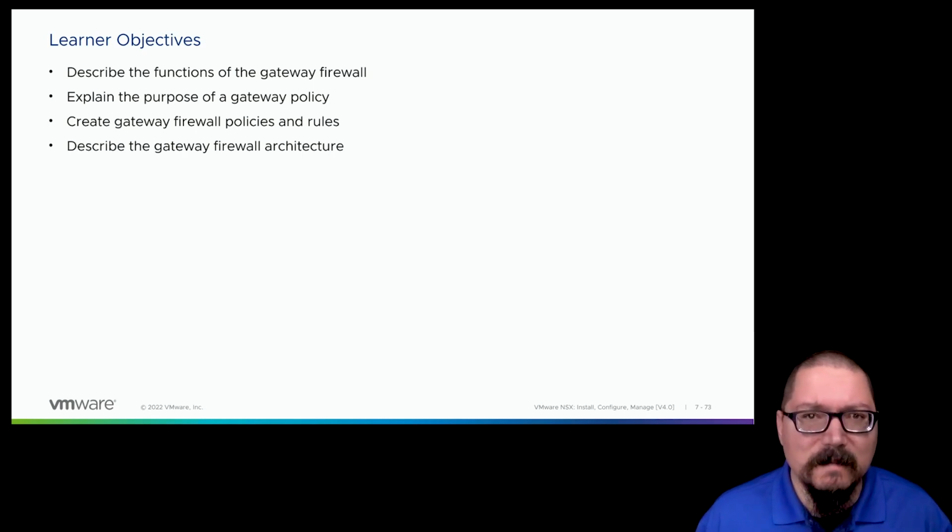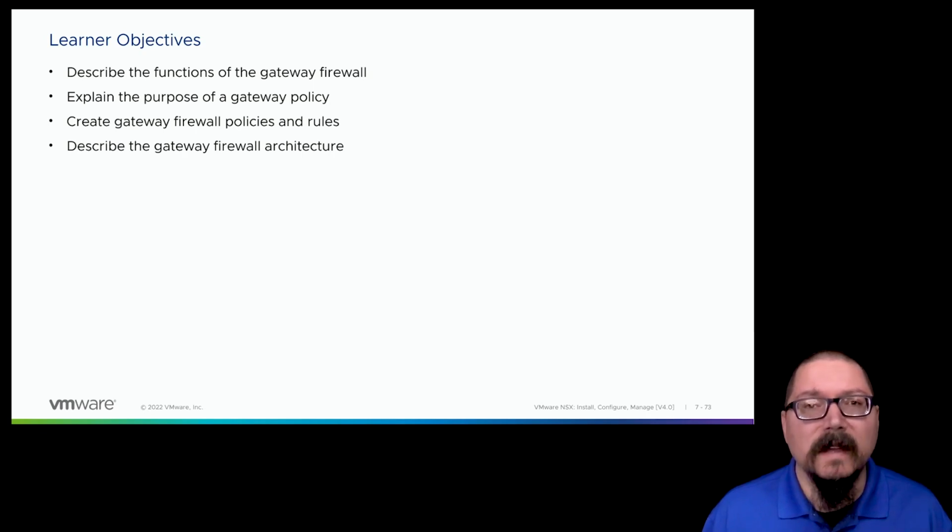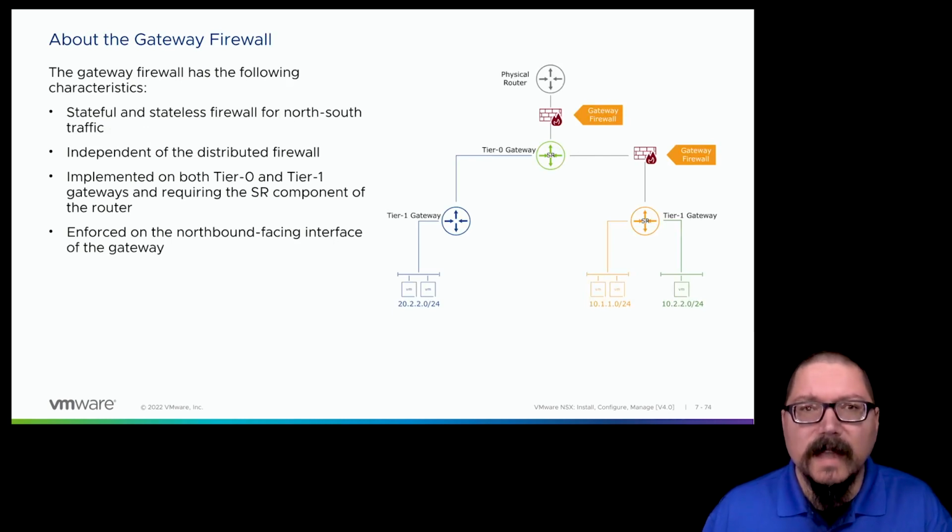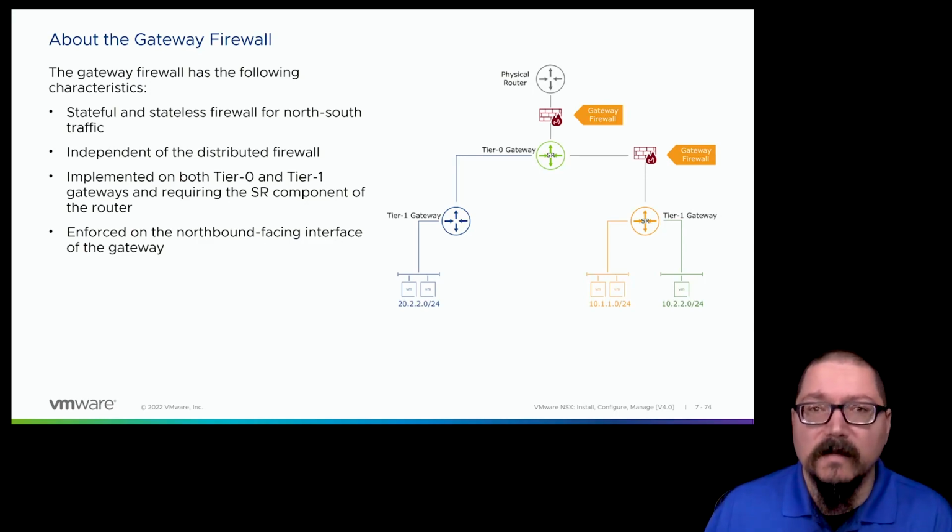You might not be surprised to see that we manage this in a lot of ways just like the distributed firewall, except our policies are going to target different things. So the gateway firewall exists on our tier 0 and our tier 1 gateways, but it is only realized on what we call the northbound facing interface, right? The uplink interface on a tier 0 gateway, the router link interface uplinking us to a tier 0 gateway from a tier 1 gateway, but that's the only place it lives, right? So we have to think about that when we're planning our gateway firewall.